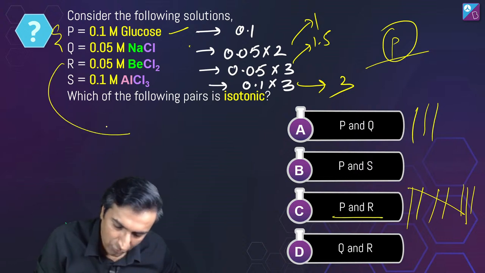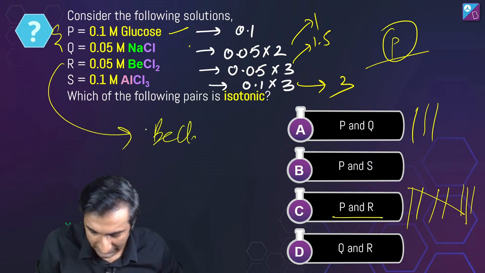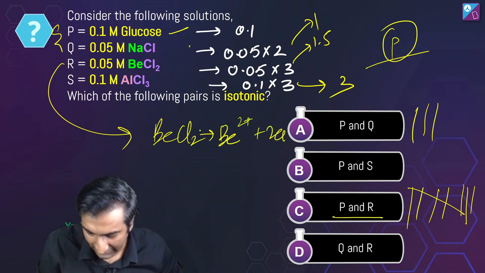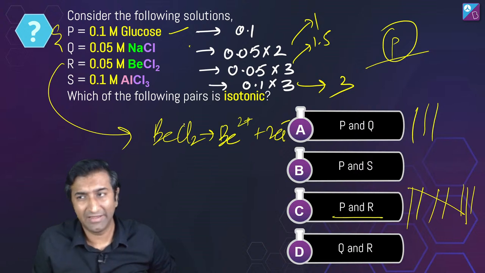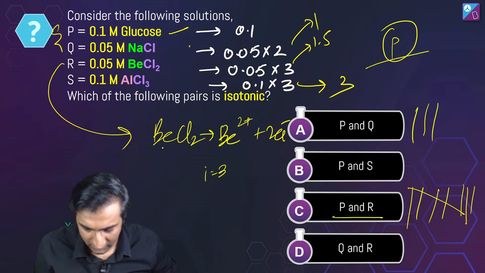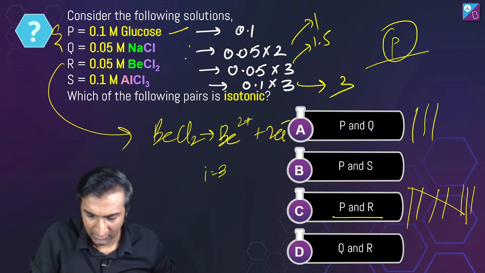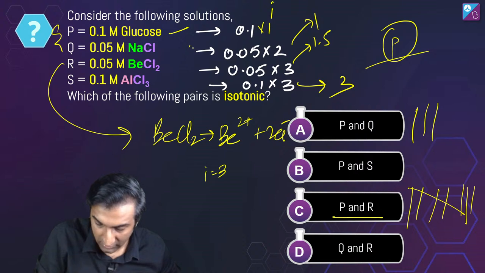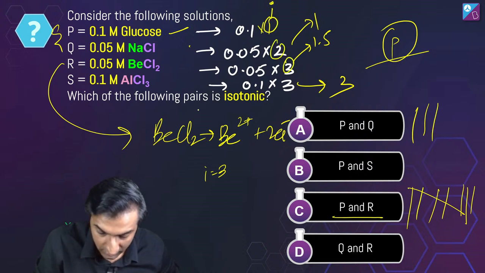Yaar, R is BCl2. BCl2 will give you 1 B2+ and 2 Cl-. And it may not dissociate, if BCl2 just sits there as is. In that case it will be 1, but okay. Assuming that it dissociates, there's 3. i is simply 3, right? So I don't understand. This is the value of i. i is 1, 2, 3.